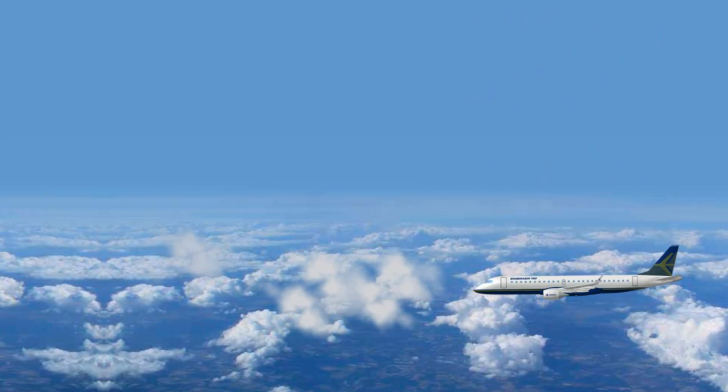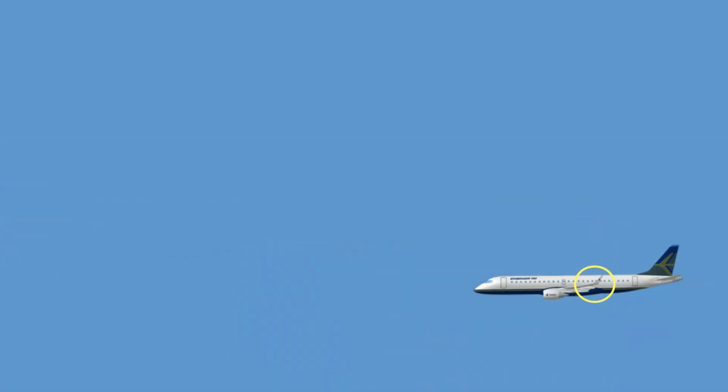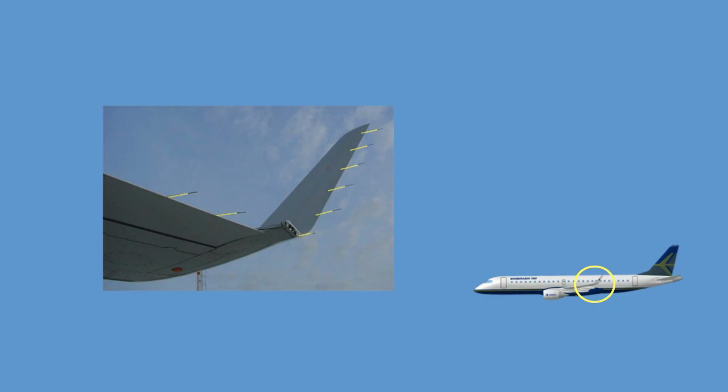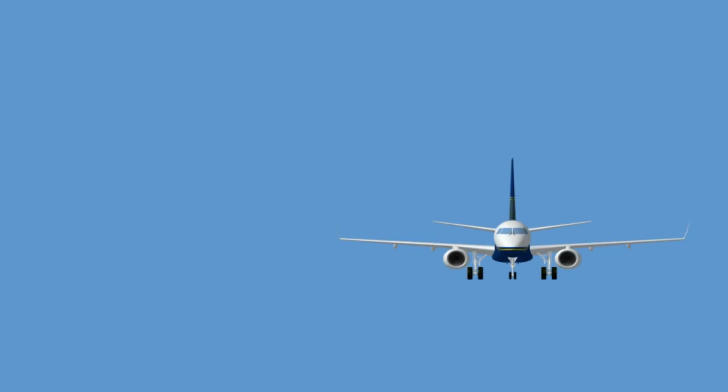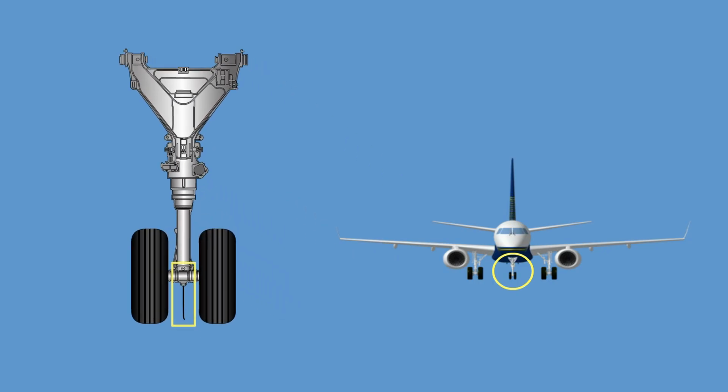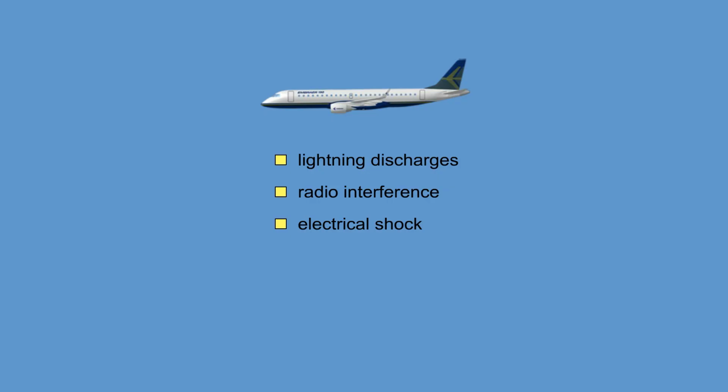The static discharge system offloads static electricity from the airframe to the atmosphere while the aircraft is in flight, and offloads static electricity to the ground when the aircraft lands. In flight, this prevents the dangerous effects of lightning discharges and decreases the interference on the radio communication and navigation. On ground, this system minimizes the risk of electrical shock to crew, passengers, servicing, and maintenance personnel.